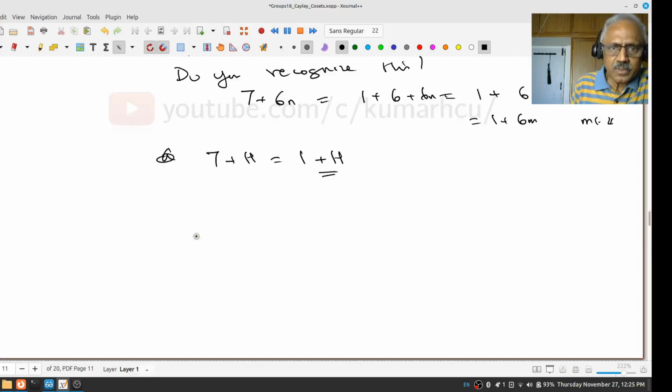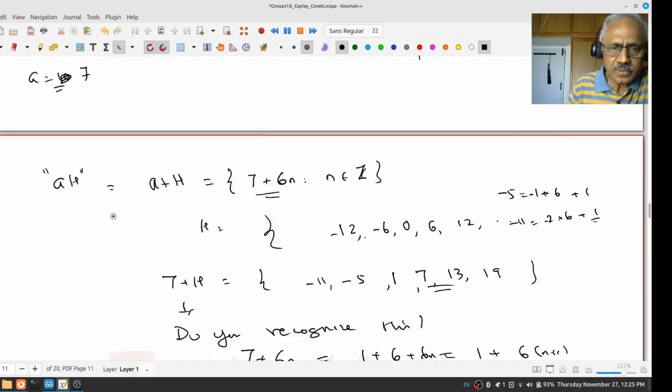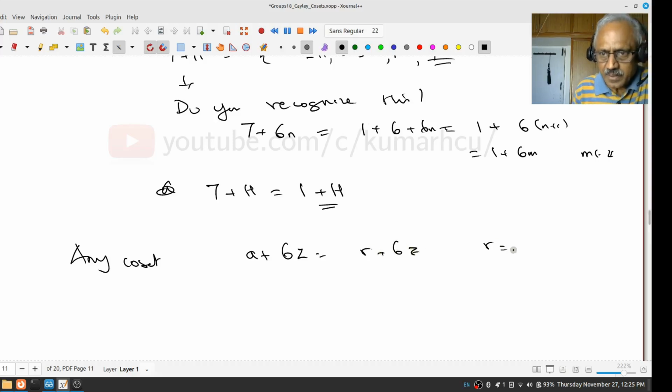So what do you understand now? Any coset, A plus 6Z, is actually r plus 6Z, where r is between 0 and 5. Okay, pause, review, proceed.